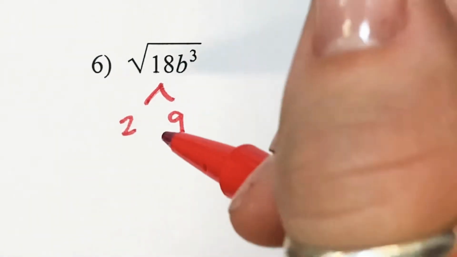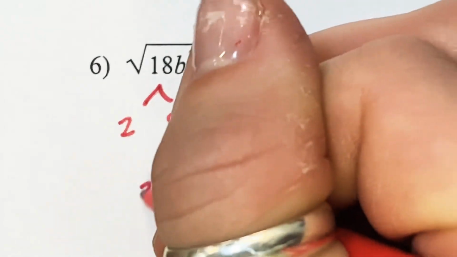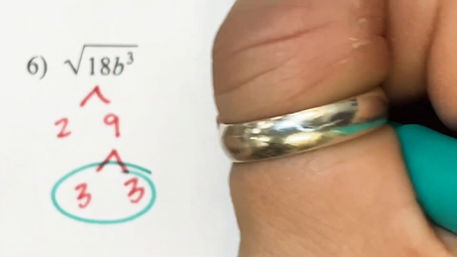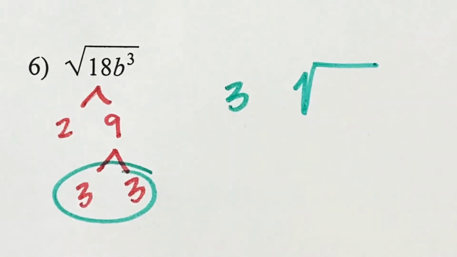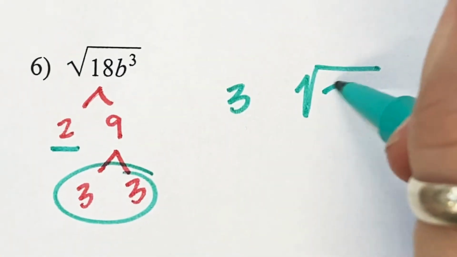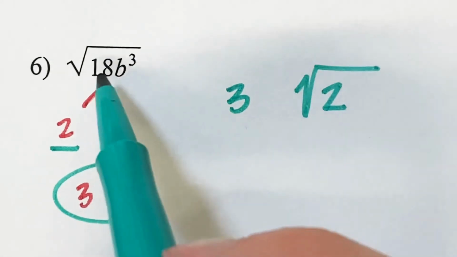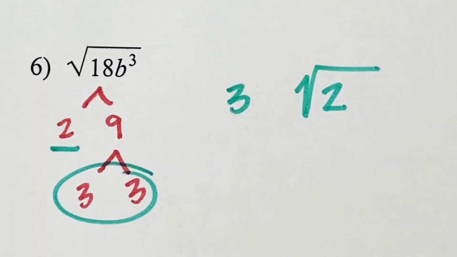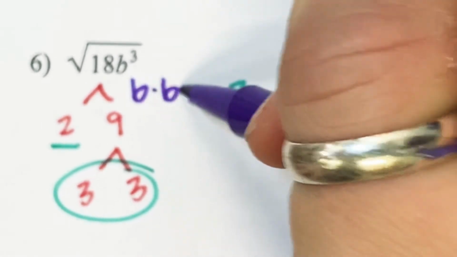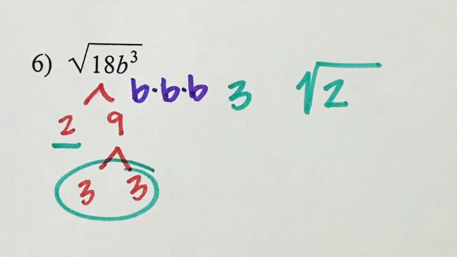So you know that 2 times 9 gives me 18. Okay, 9 is one of those awesome numbers that gives me an automatic pair, so 3 times 3. Okay, so we know that 3 can couple up and leave my radical. I'm going to leave a little space just in case there's anything else that can leave. Okay, from that, the 2 had to stay inside. And we're done simplifying the 18. Now all we got to worry about is the b. Okay, so we have b cubed here. So that means b times b times b, or b multiplying by itself 3 times.